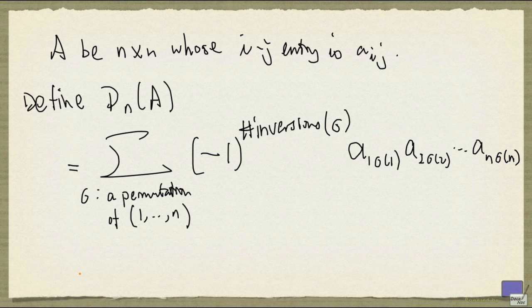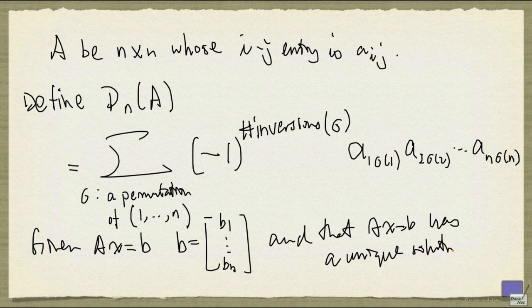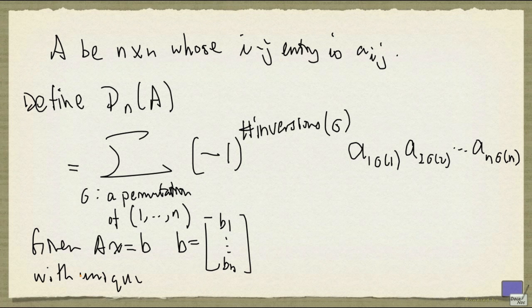And so the question now is, given Ax equal to B, where A is this n by n matrix, and B is B1 up to Bn, and that this system has a unique solution, what can we say about the solution X? Well, what we really would like to say is the following. We hope that this definition of Dn will be consistent with what we have obtained for the 2 by 2, 3 by 3, and 4 by 4 cases. Let me write this down here.